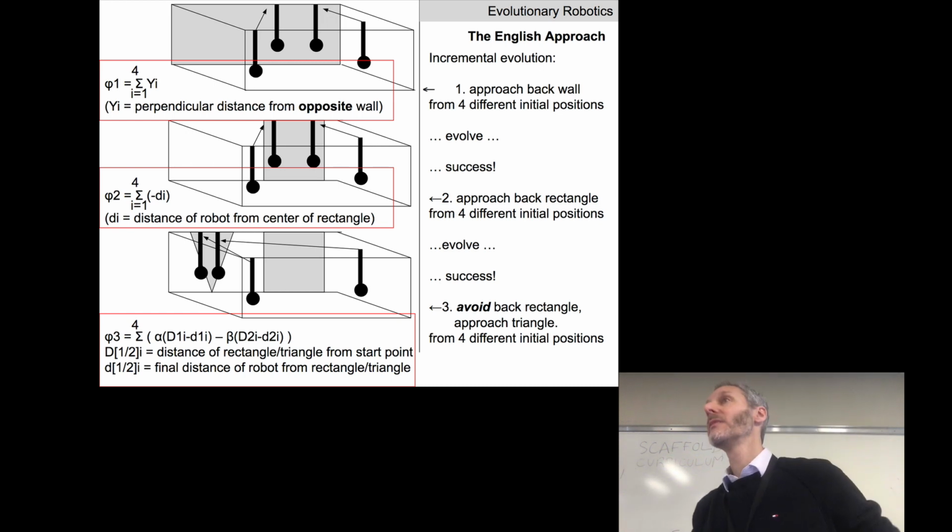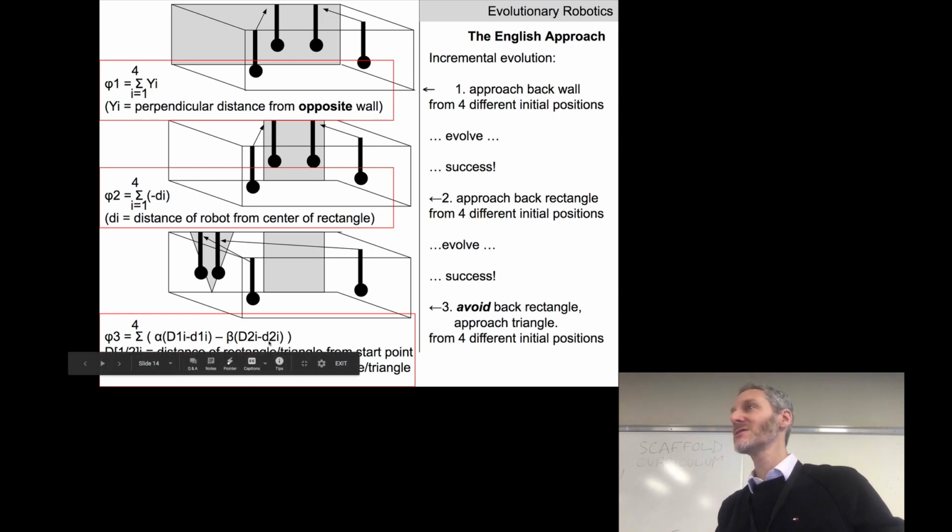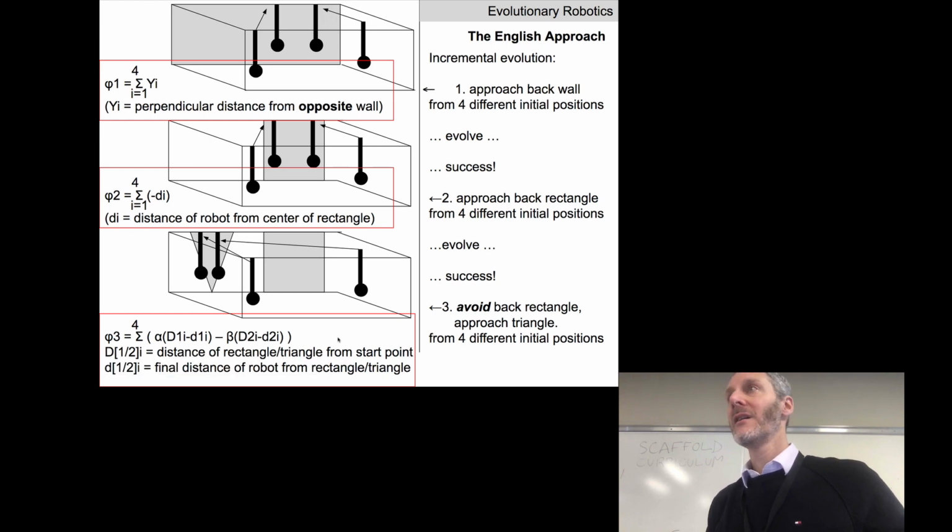Say that again? It'll attack the D2 is the triangle. Alpha is 0, beta is 1. Or it will go far away from it because of the negative? We still have the negative in there. So negative beta, negative 1 times this term. We're minimizing the distance to the triangle.